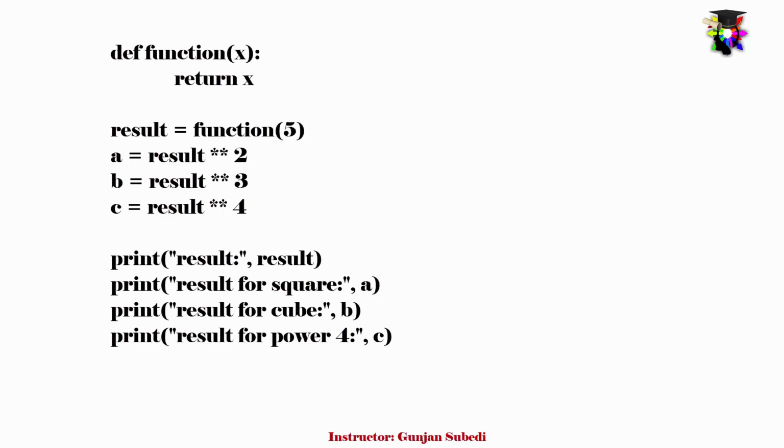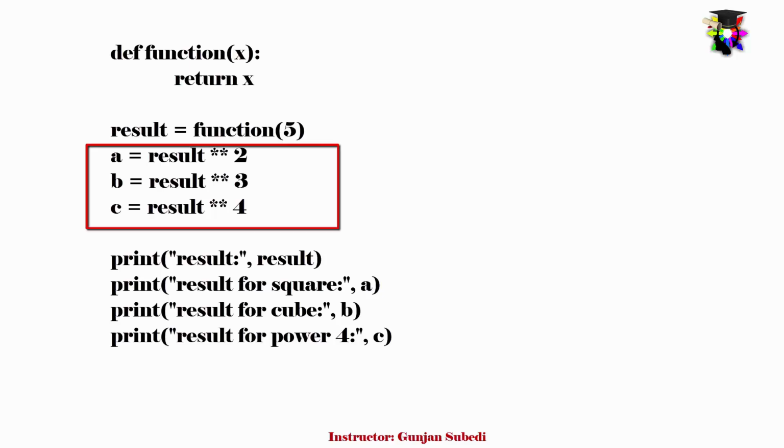In this example too, we defined a function named function that takes one parameter x. Inside the function, it simply returns the value of the parameter x. This line calls the function named function with the argument 5. The value 5 is passed to the function as the argument x. The function returns 5 and this value is assigned to the variable result.